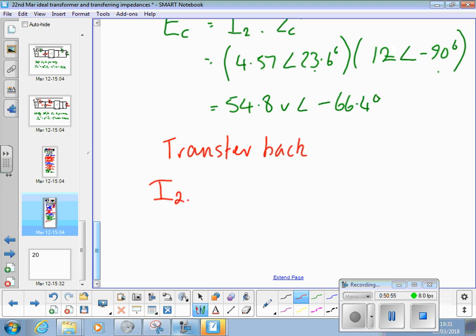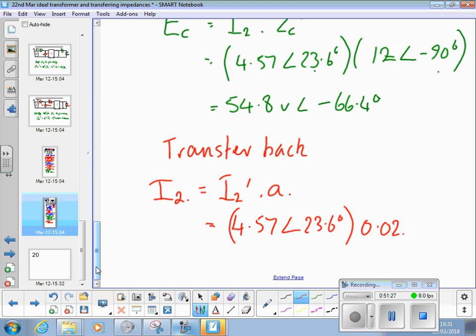I2 is equal to I2 dash times A. I2 dash was 4.57 amps, angle 23.6, multiplied by 0.02. I got 91.4 milliamps. And the angle won't change.